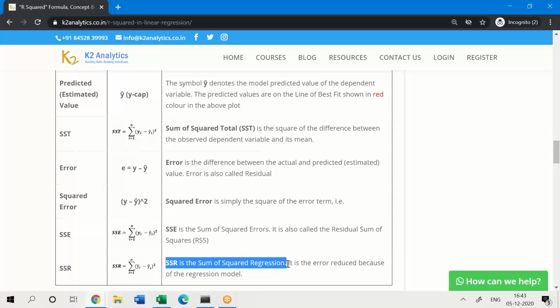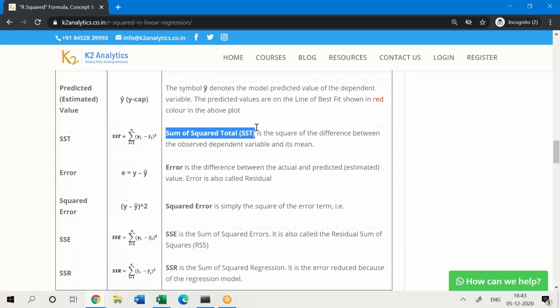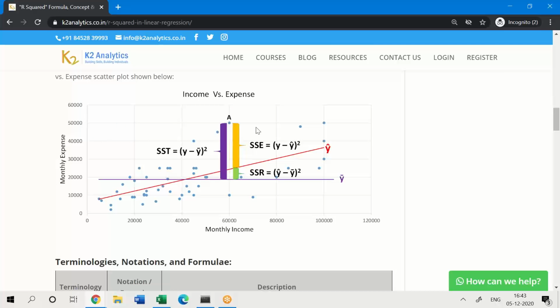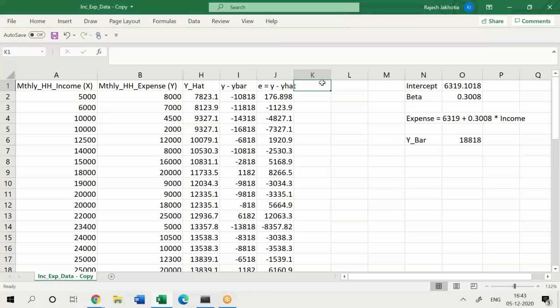If this entire model was not there, we would have predicted each and every observation to be equal to the mean. In that case, we do y minus y bar the whole squared. When we do the calculation with respect to the mean, it is called sum of squared total. So these are the terminologies, and this is the pictorial representation. Now each and everything has to be calculated in Excel. So we come to Excel.